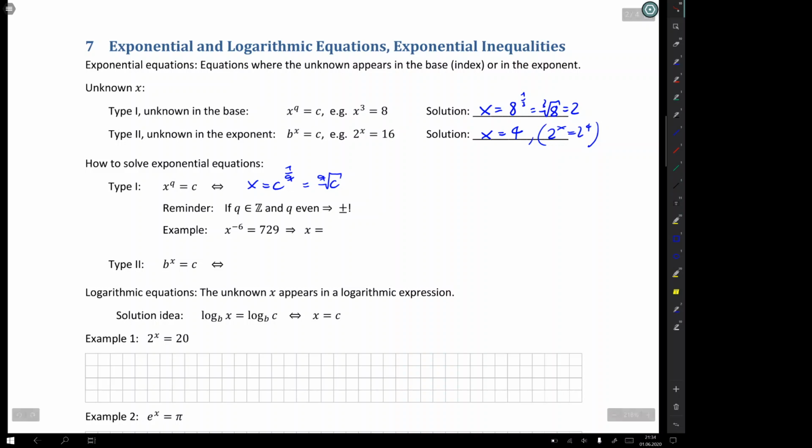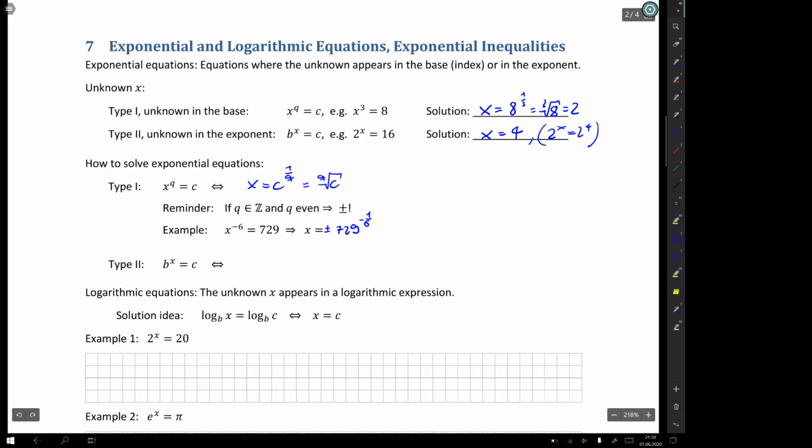What is important is to remember that if q is an integer number, and it is even, then we have two solutions, namely the plus and the minus solution. So let us look at this example. x to the power of minus 6 is 729. So we get plus minus 729 to the power of minus 1 divided by 6.